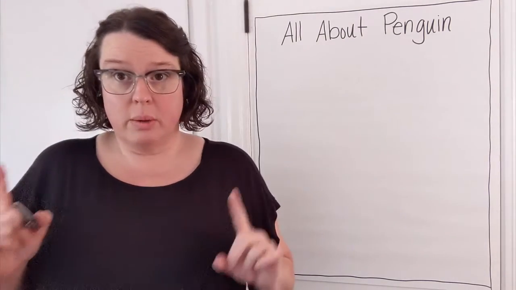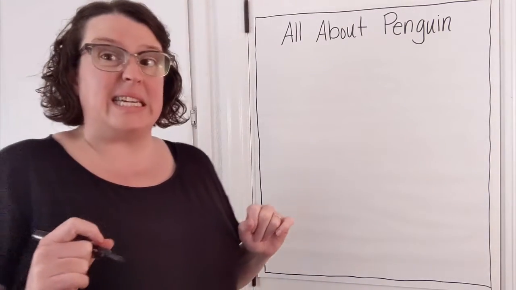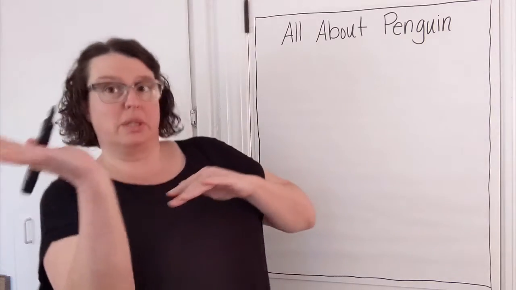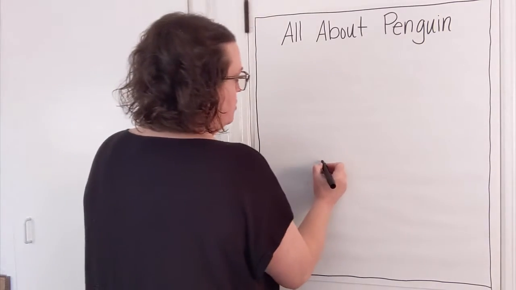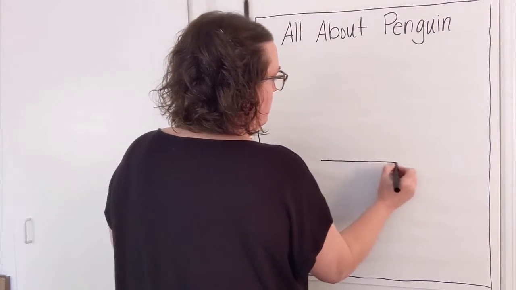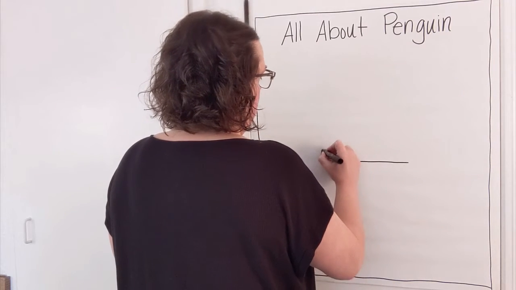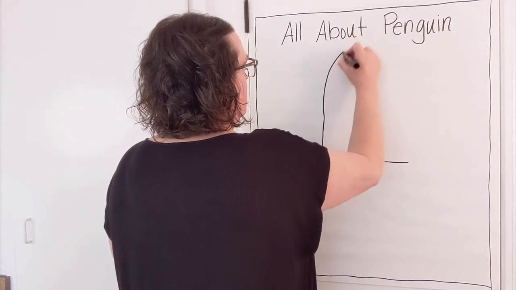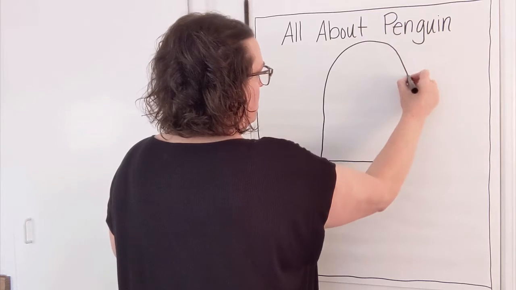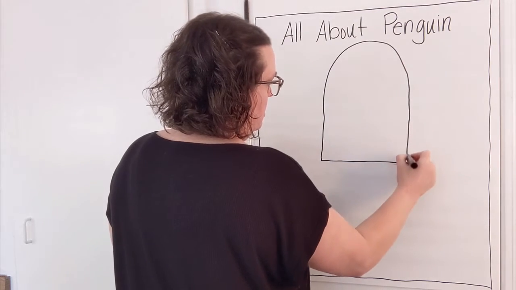The first piece of the penguin is a D that's like flipped on its back. I'll show you. So we're going to draw a straight line and then a big D like that.